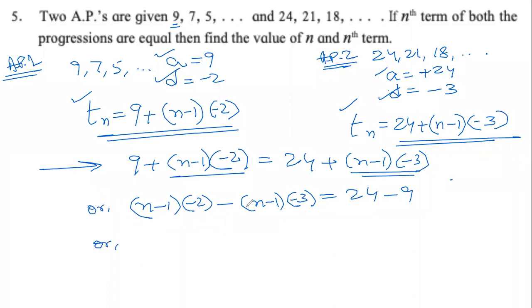-2 n minus 1, and this becomes +3 n minus 1. 3 minus 2 is 1. So this reduces to n minus 1 equals to 24 minus 9. 24 minus 9 is 15. So I'm getting n equals to 15 plus 1 equals to 16. Solve it in your own way and confirm if you are getting n equals to 16 or not.